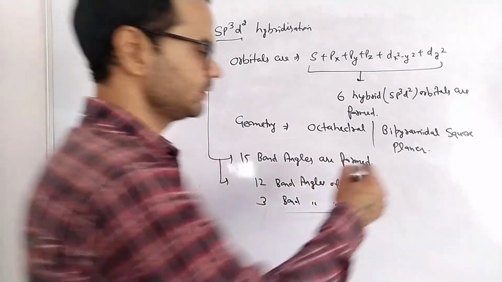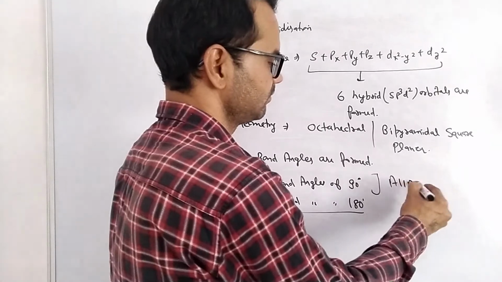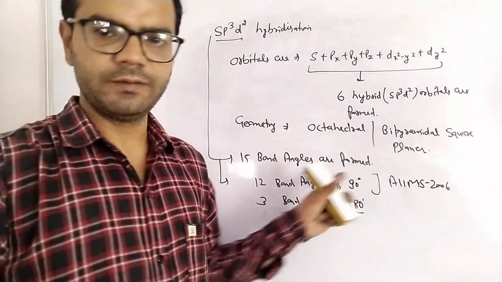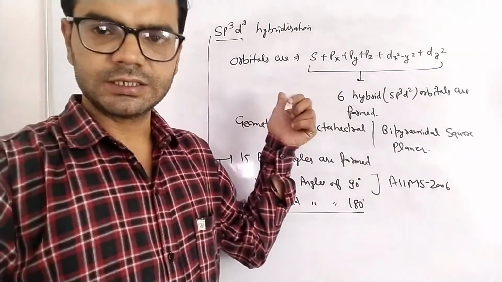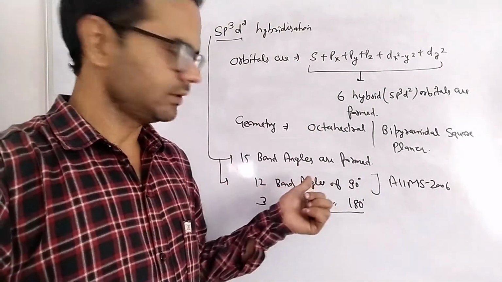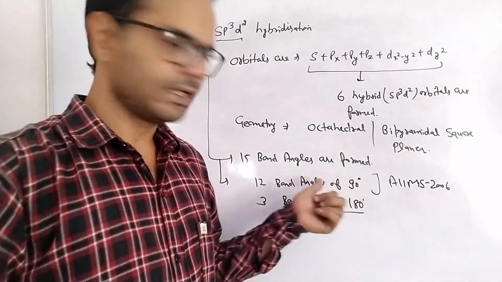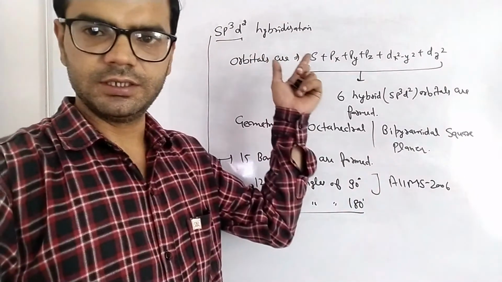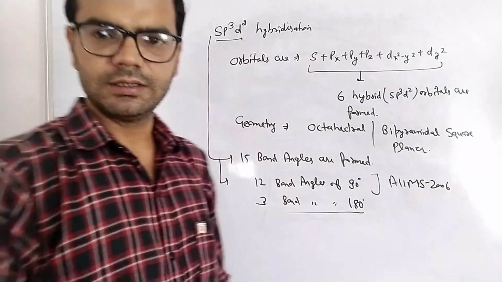In AIIMS 2006, this question has been asked. Name the hybridization in which the maximum number of bond angles are formed of 90 degrees. Answer is sp3d2. Now what are the possible cases?